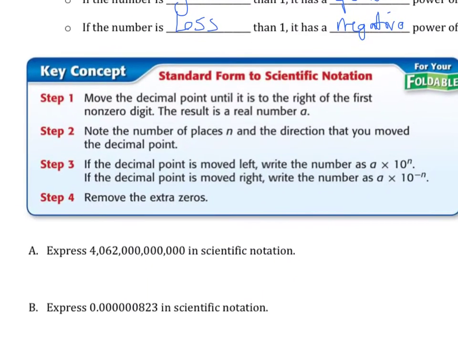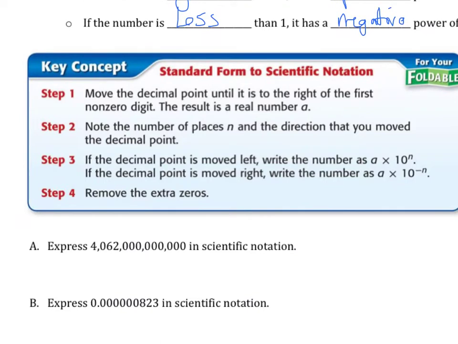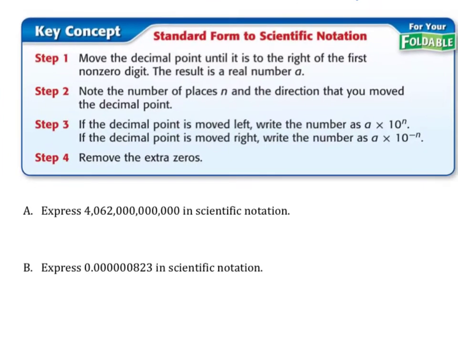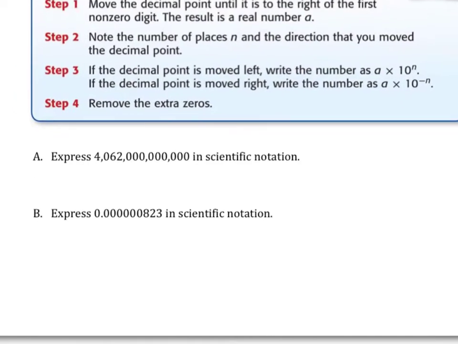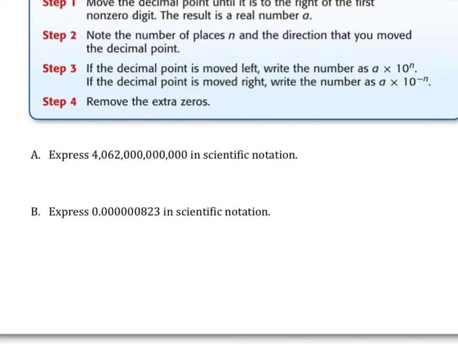And when we're working with scientific notation, there are 4 easy steps to follow to rewrite these numbers. We move the decimal point until it's to the right of the first number, as long as it's a non-zero digit. Then we count how many places we moved it, and that tells us if it's a positive or a negative power of 10. And then we get rid of the extra zeros left over. We'll jump right in and take a look at our first example.